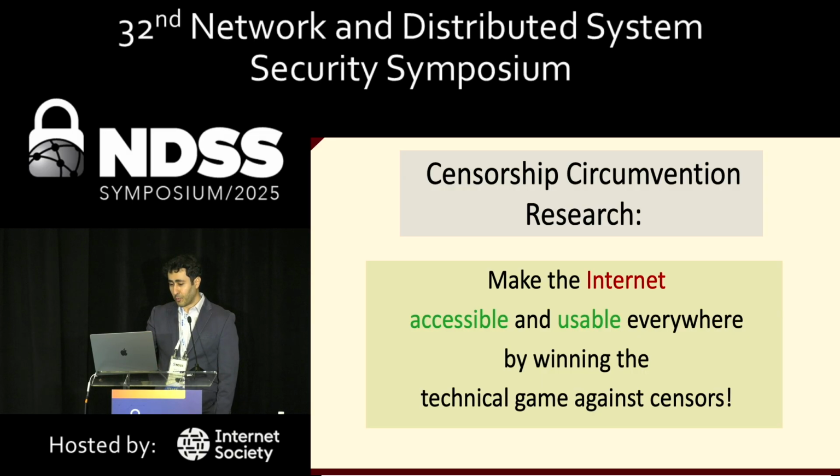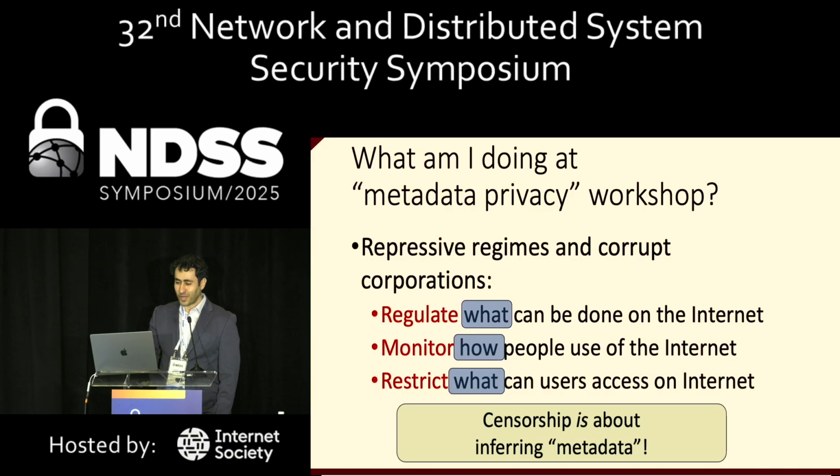So what am I doing at the Metadata Privacy Workshop? And what's the connection? If you look at the definition that I provided for internet censorship, you can see this is about detecting metadata, and this is about metadata privacy, right? For the censors to be able to censor, they need to identify metadata about users' traffic, and they need to do so without interfering with other traffic. And therefore, I feel like this topic of censorship resistance fits well in the context of metadata privacy.